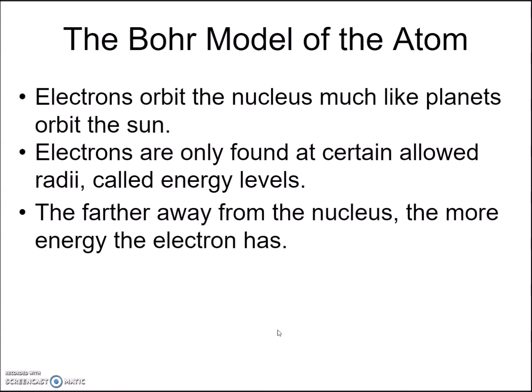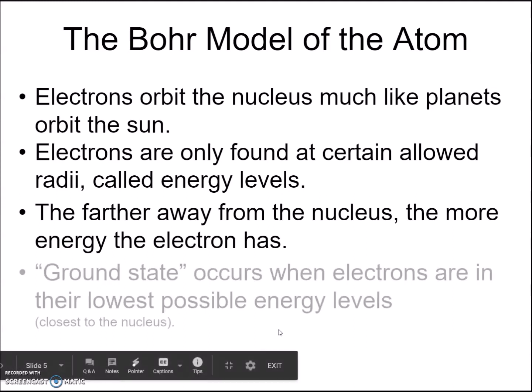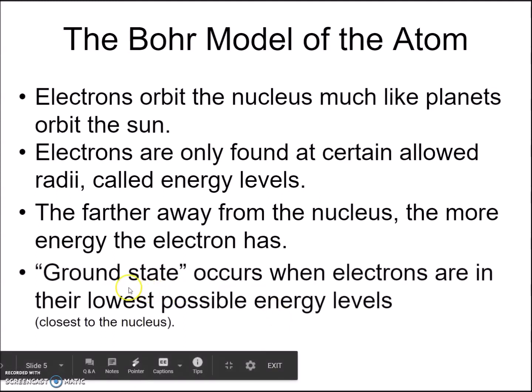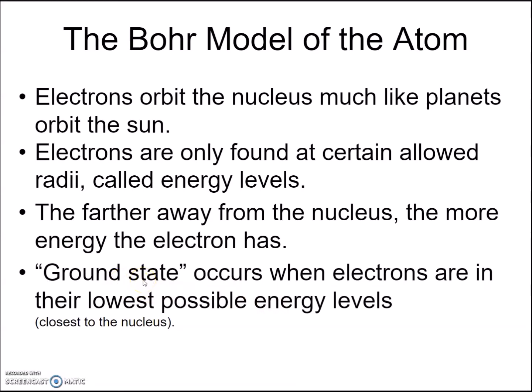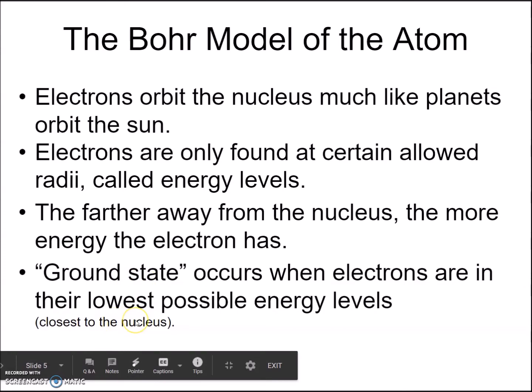So his proposal was, upon being irradiated with high voltage electricity, electrons within the hydrogen atoms got promoted to higher energy levels and then subsequently fell back down to their ground state or lower energy levels. And so he gave the term ground state when electrons are in their lowest possible energy levels. That is when they are closest to the nucleus.